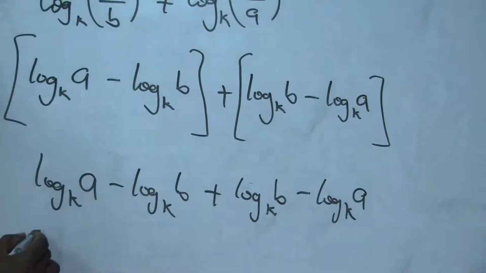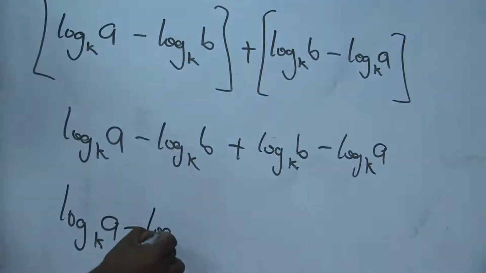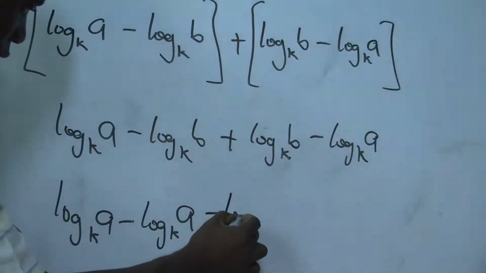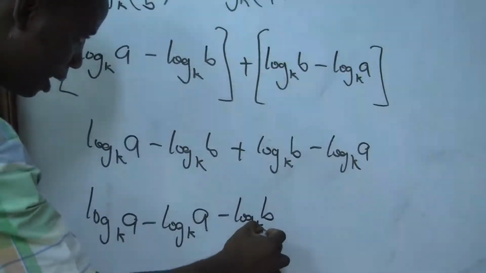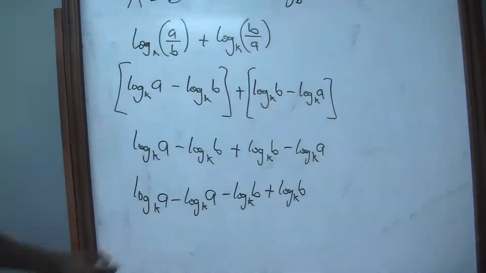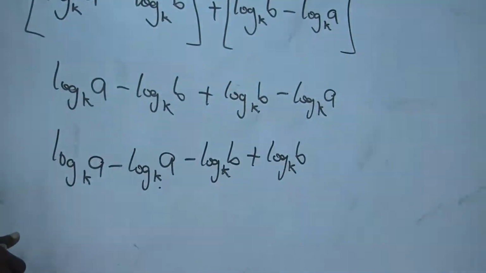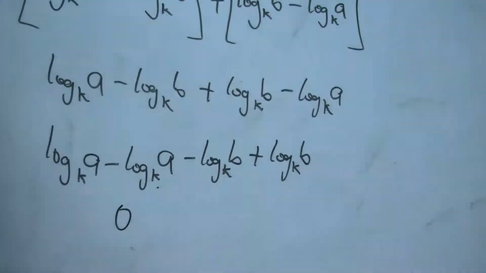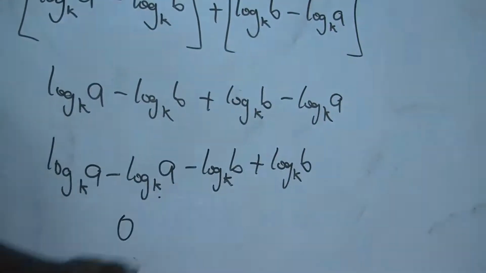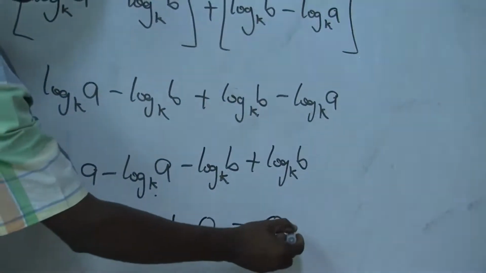Collecting the like terms, we're going to have log a in base k minus log a in base k minus log b in base k plus log b in base k. This and this, the same expression, and we're subtracting them. That equals what? 0. Minus this expression, the same, this negative, this positive. That gives us what? Plus 0. That equals 0.